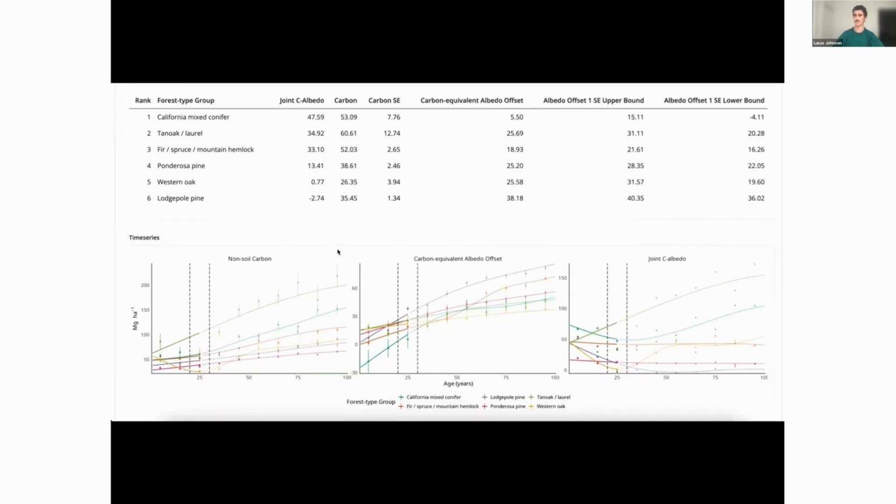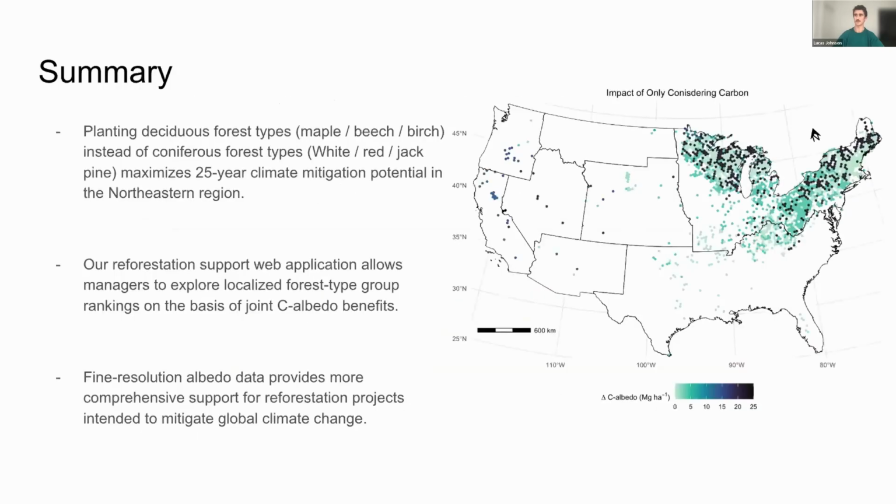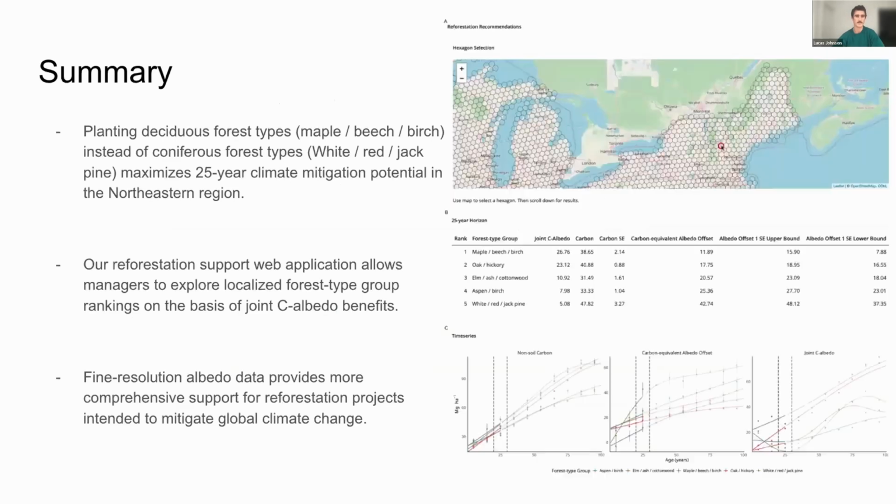Okay, let's see. So, summarizing our results, we've demonstrated that albedo impacts on 25-year planting decisions are concentrated in the northeastern regions of the United States. Considering albedo offsets together with carbon stocks recommends the Maple Beech Birch forest type group in place of the otherwise carbon optimal white red or jack pine group. We also recommend our reforestation support application that allows managers to explore localized forest type group rankings on the basis of joint carbon albedo benefits.